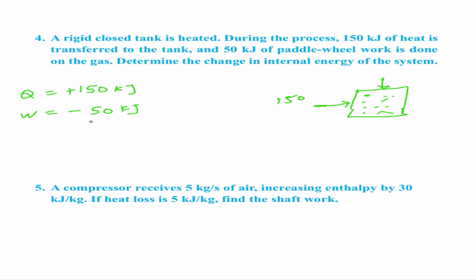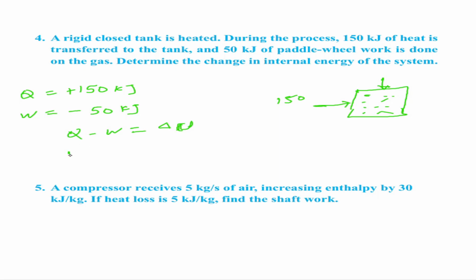Work done by the system is taken as positive. Work done on the system, or on this gas, is taken as negative. So, determine the change in internal energy. We know Q minus W equals the change in internal energy, delta U.